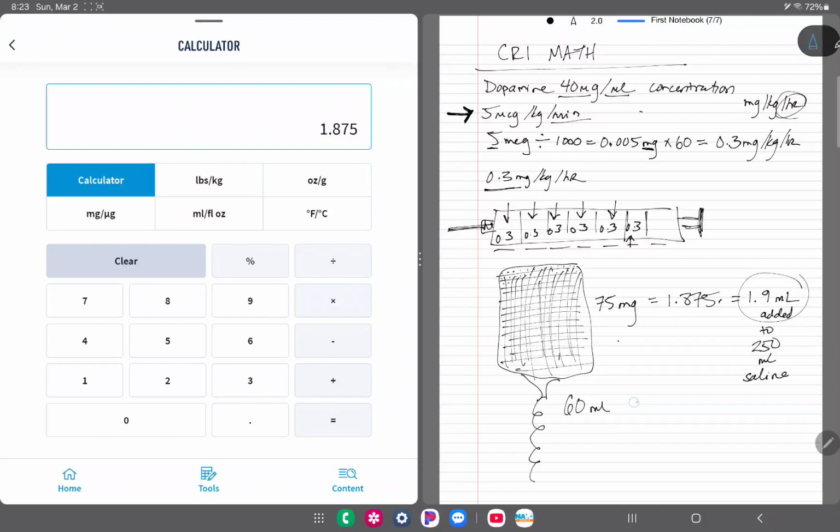Oh my gosh. Syringe. There you go. Spelling.